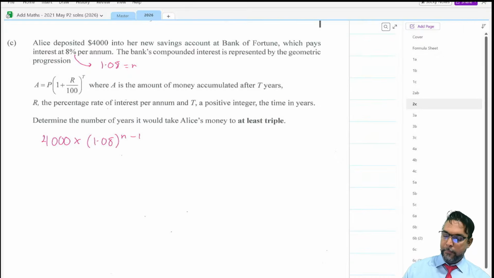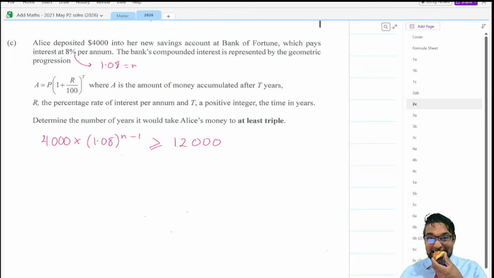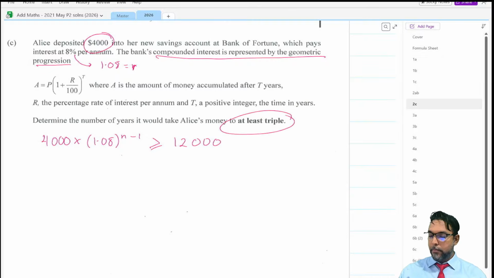Wait, what am I classifying? Wait, where did we get the amount from? Add one to the percentage. When you add, it's an increase. Isn't it a GP? No, this is like AP because this is interest. Where did we get the 12,000? It's not an AP. Geometric progression summary.